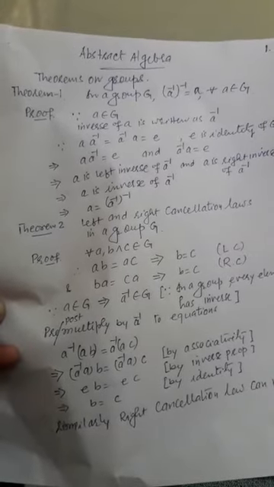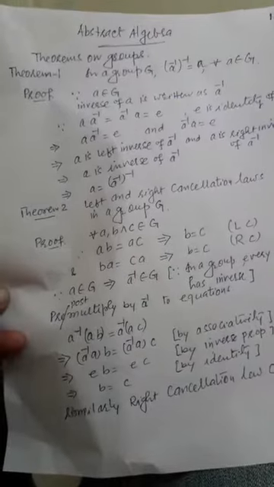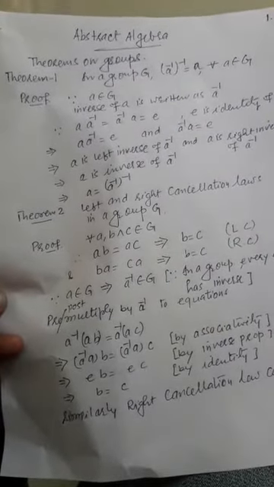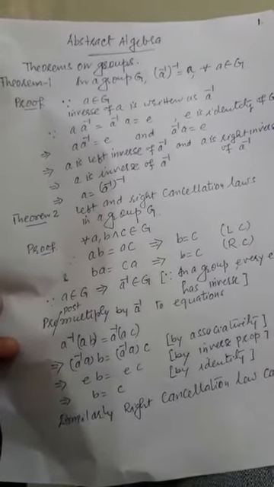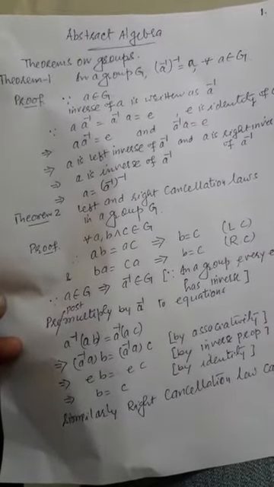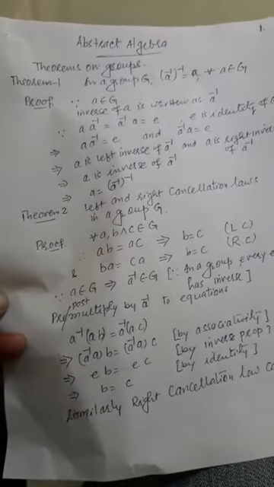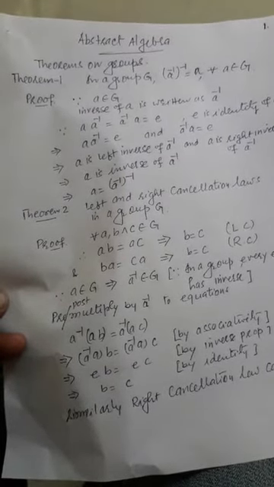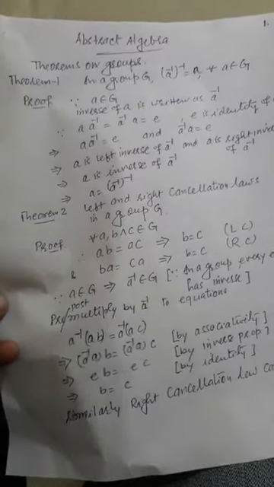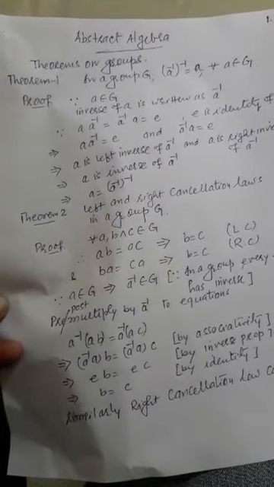Since we know that the identity of a group is unique if it exists, and the inverse of every element is unique, these are very common results in abstract algebra. So now we prove that in a group G, the inverse of an inverse of an element is the element itself.